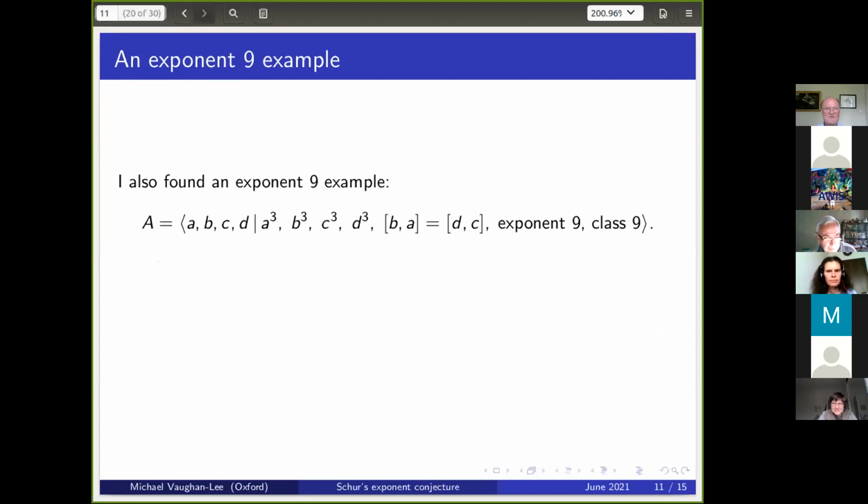I also found an exponent 9 example, similar sort of line. So it's 4 generators and the relation [b, a] = [d, c], exponent 9, class 9. But to make the calculation feasible, I put in relations a cubed equals 1, b cubed equals 1, and so on. And then there you've got a group with Schur multiplier of exponent 27. These are big groups. There's no way that Bayes, Kautsky, and Walmsley could have computed groups of this size in the 1970s. And actually, they're stretching the resources of a modern computer as well, as we'll see in a minute.